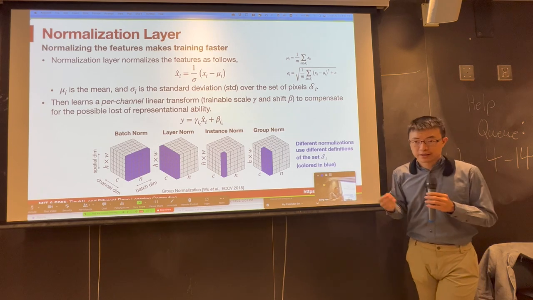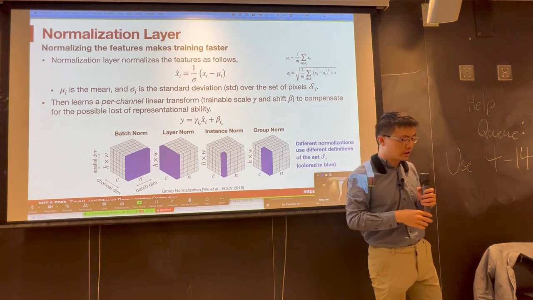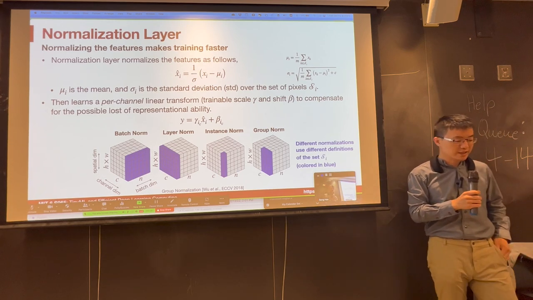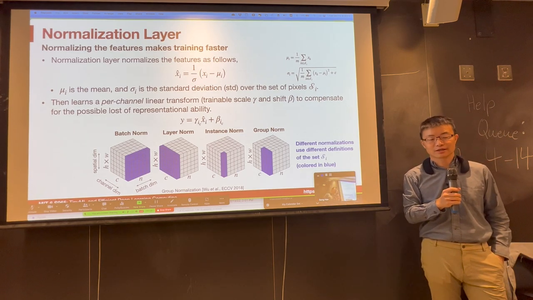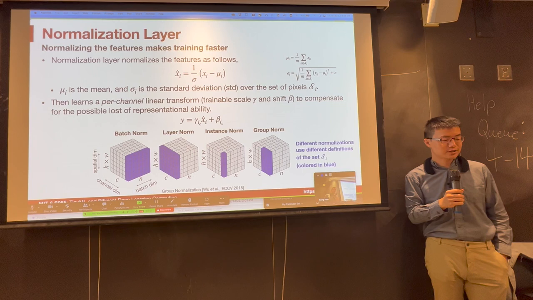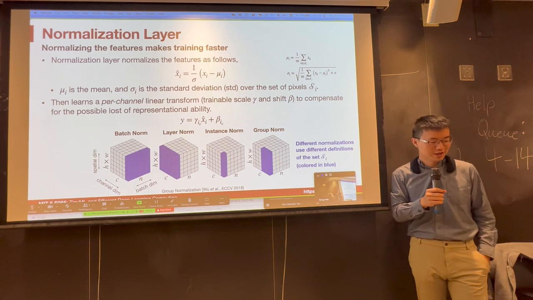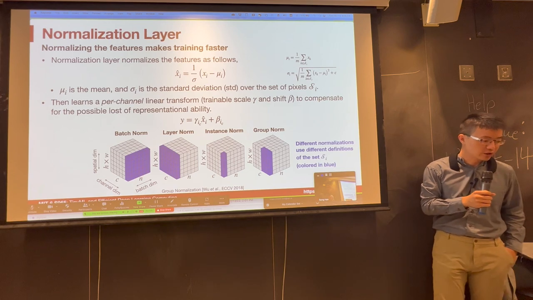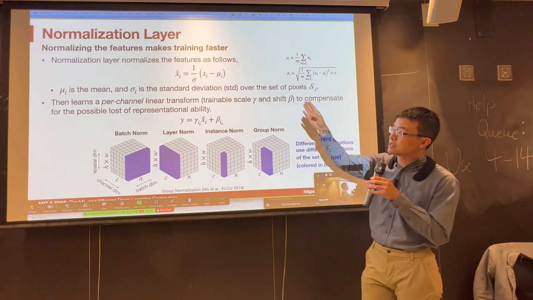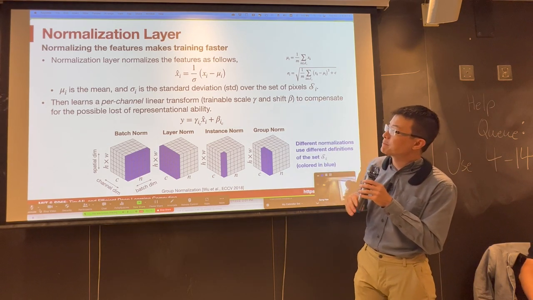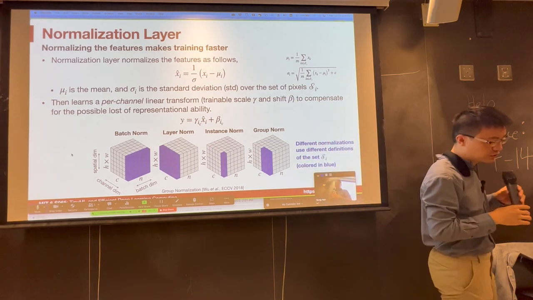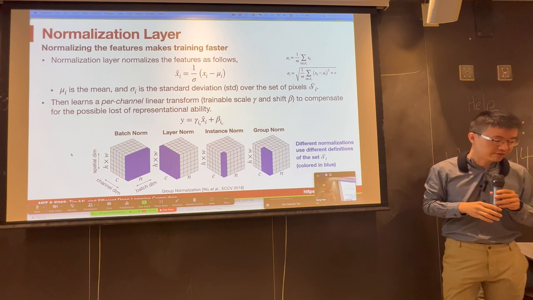Another important layer that emerged roughly around 2016 is the normalization layer. This is pretty new. When I just started my PhD, this was not quite popular yet, but it has recently become quite an important and very popular layer. People find that normalizing the features can make training faster.